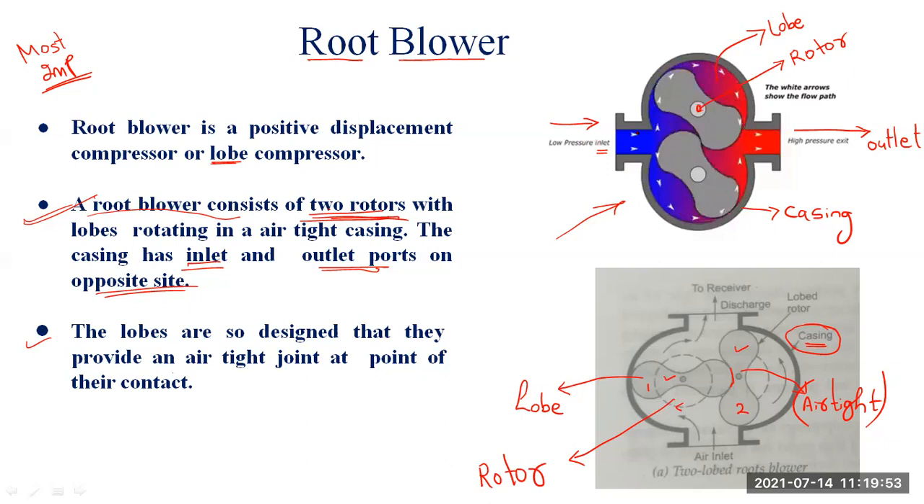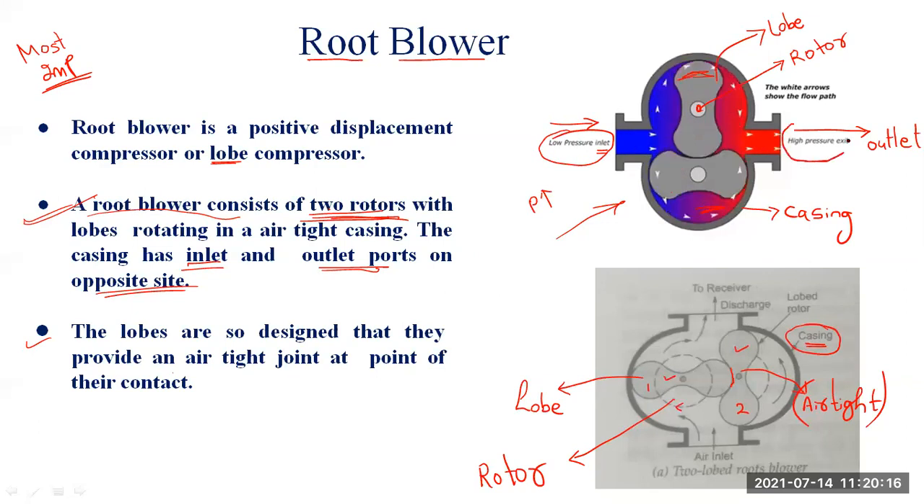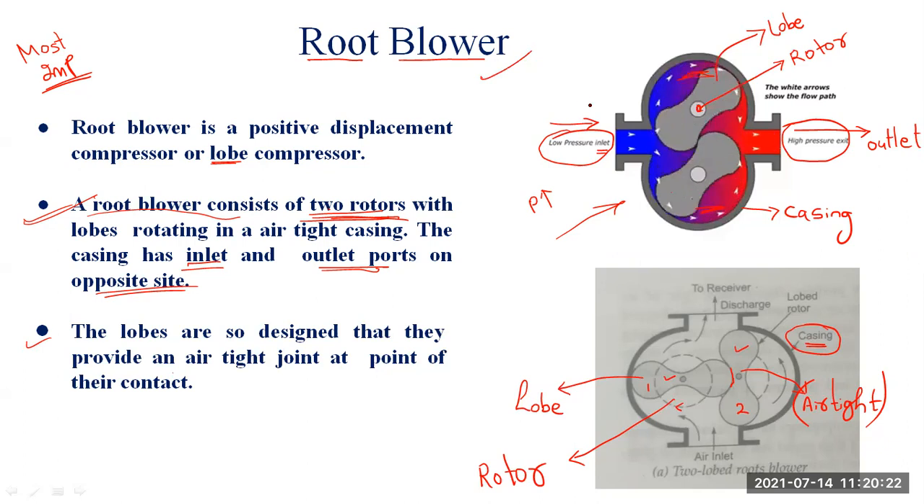Air will enter from this side. Then what will happen? This lobe will compress the air. In this direction, the lobe at the top side and at the bottom side in this position will compress the air. And when you compress the air, its pressure value will increase. That's why at the entrance point we have low pressure air, and at the exit point we have high pressure air. So this is the overall mechanism of a root blower.